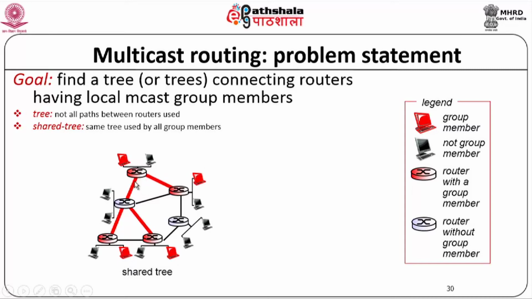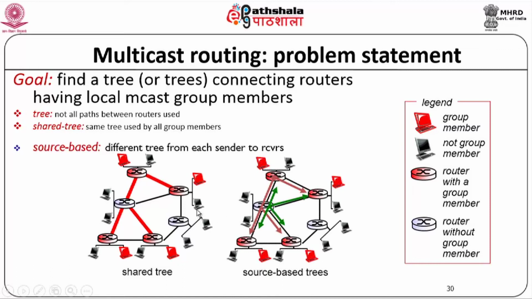Take this as the root: from here to here we have a path, from here we have two branches, and from here you have a branch to this particular router. This router, which is not part of the group, is not part of our tree. Similarly, this link is not required because you already have a path to reach these other routers, which are important for us. Okay.